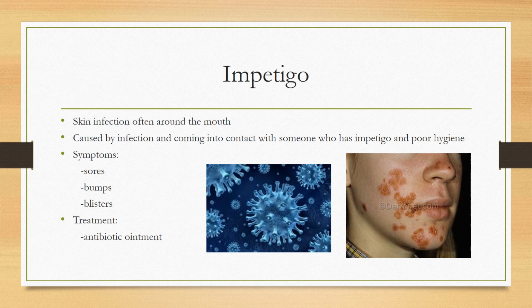Impetigo is caused by skin infection, often around the mouth. It's caused by infection and coming into contact with people who have impetigo and who do not exercise healthy hygiene methods. Symptoms do include sores, bumps, and blisters that are often very sensitive and itchy to touch. Treatments are available as antibiotic ointments.